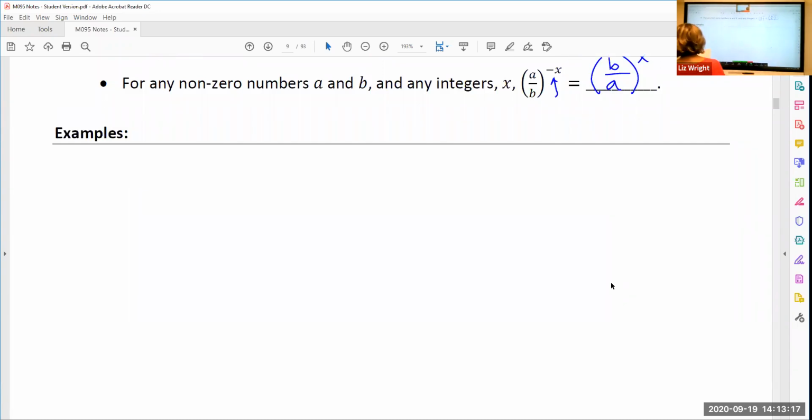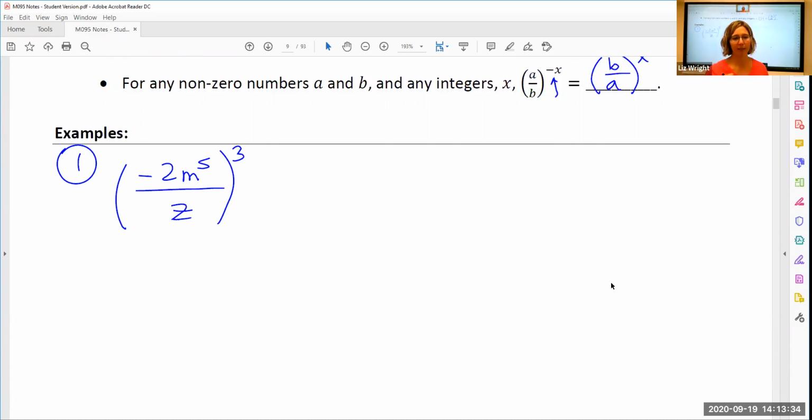All right, so we're going to do some examples. Here we go. We have negative 2m to the 5th all over z, and we are raising that to the 3rd power. So again, look inside the parentheses. Is there anything we can reduce? No. Is there any addition or subtraction in there? No. I know there's a negative on the 2, but that's not subtraction, that's just a negative on the 2. So if there's only multiplication, which is what we have here, and only division, which is what we have here, then you can go ahead and distribute that exponent of 3 into the parentheses.